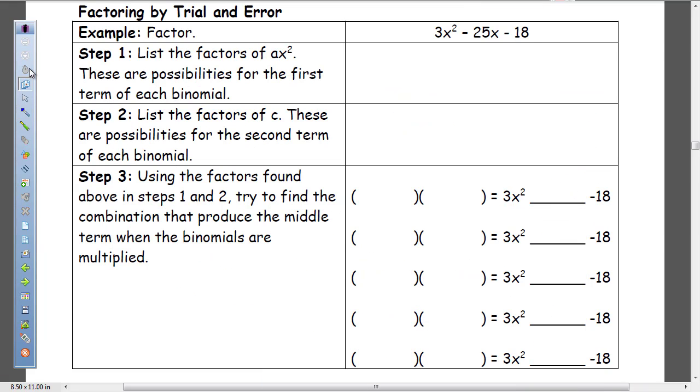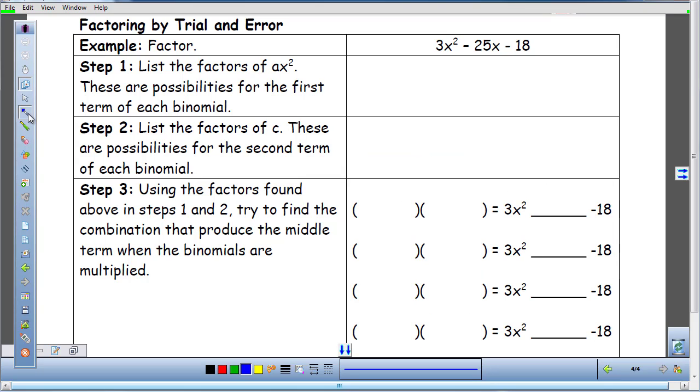Okay, this is how I learned to factor, just by trial and error. This is another method, and I think there are some times when this method has an advantage over grouping. It says list the factors of ax squared that are possibilities for the first term of each factor. So when I look at 3x squared, if I'm going to write this as a binomial, it's going to end up being 3x times x, because the only factors of 3 are 1 and 3.